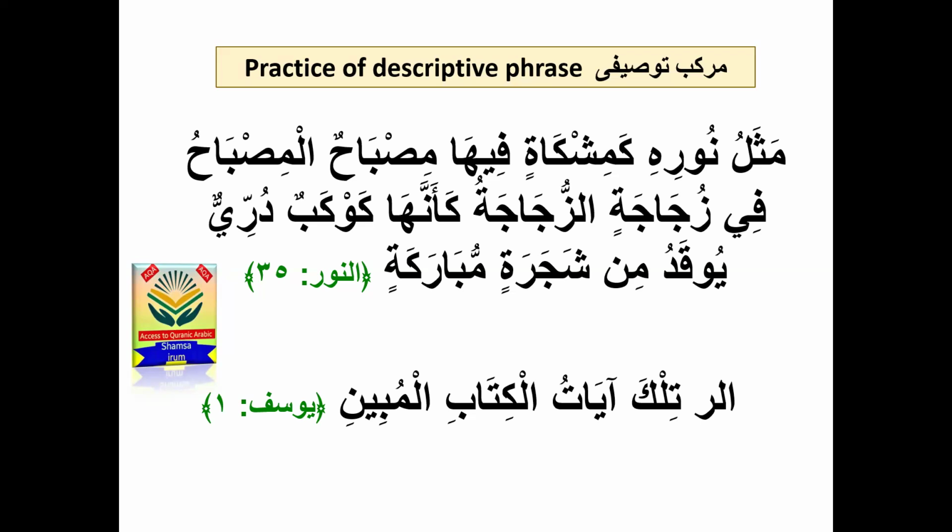Okay, which ones are Murakab Tauseefi? Kawkabun durriyun. And the meaning is, oh, you can't see the meaning here. It's a shining star. Okay, the meaning is shining star.